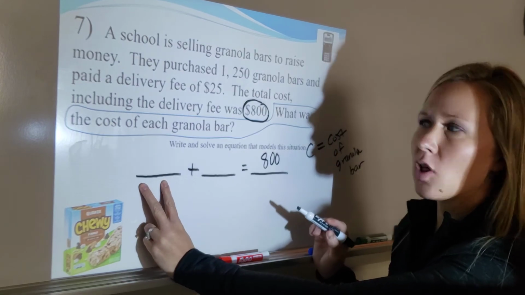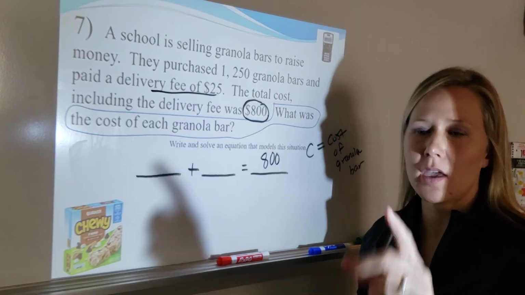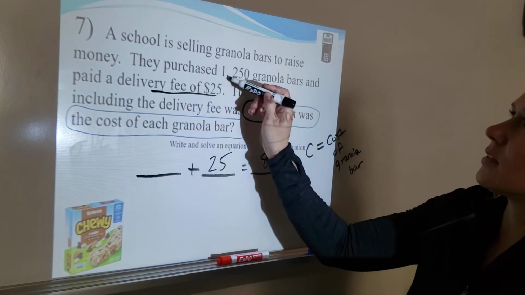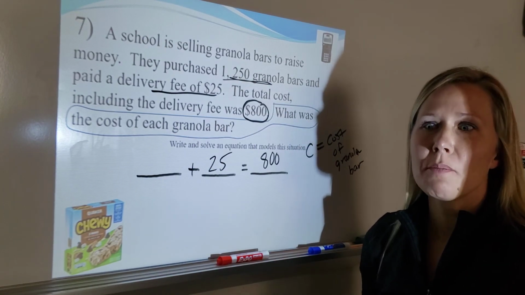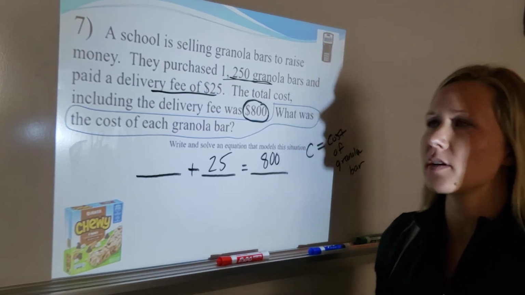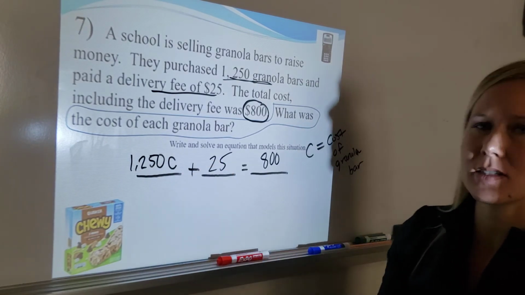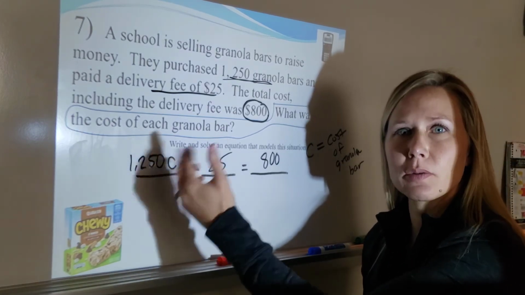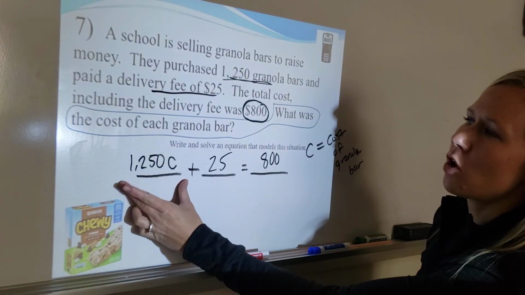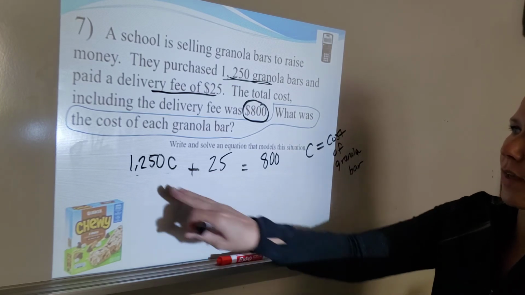Now, do I know the cost of the granola bars and the delivery fee? Yes. The delivery fee is a one-time fee I pay of $25. However, the cost of the granola bars, this is how many granola bars there were, but they each cost a certain amount of money. So think, what expression would we write for the cost of the granola bars? Well, we have 1,250 granola bars times the cost of each of them, right? Like if they're each 50 cents, I multiply it by 0.50. If they're each $1, I multiply it by $1, right? So now we have an equation. The cost of the granola bars plus the cost of the delivery fee equals the total cost of everything.